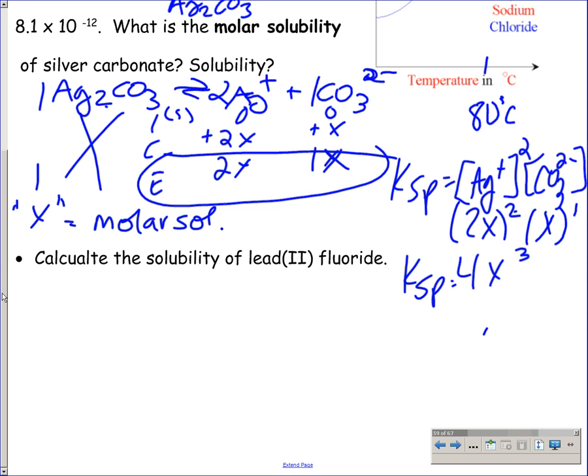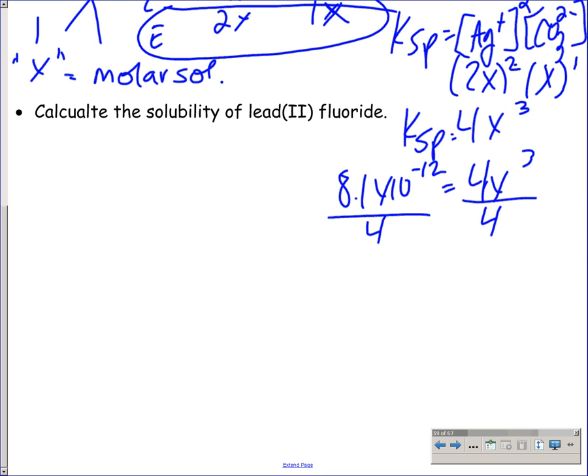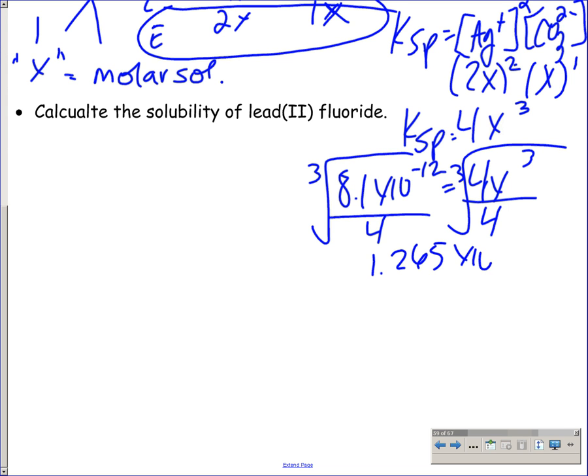So we need to solve for x here. Ksp in this problem was 8.1 times 10 to the negative 12 equals 4x cubed. Solve for x by dividing by 4 on both sides, and then taking the cube root on both sides. So the cube root of that divided by that is 1.265 times 10 to the negative 4 molar. Sig figs though, 1.27 times 10 to the negative 4 molar.